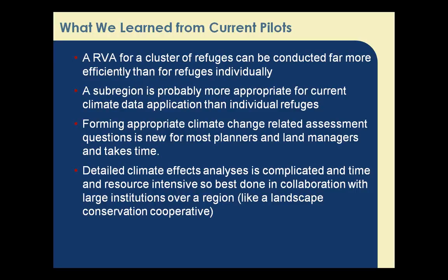So when we've done these, the RVA stands for Refuge Vulnerability Assessment, we believe that probably doing these for a cluster of refuges, so if you're not with a refuge, you want to think about other units, maybe a group of towns. So working on a cluster of these can be conducted far more efficiently than working on them individually. Working over these landscapes is probably more appropriate for current climate data application because of the scale of it and the uncertainty than, again, trying to apply it to a very small focused area.